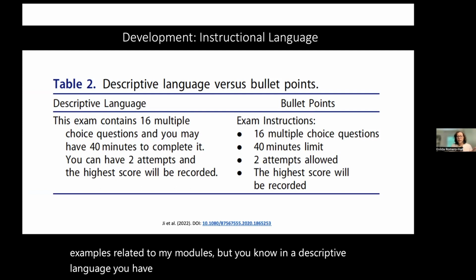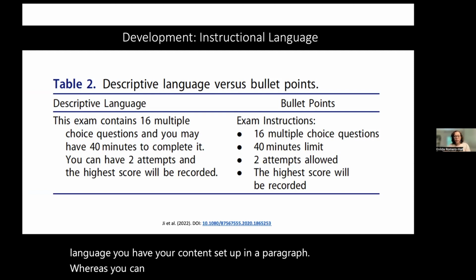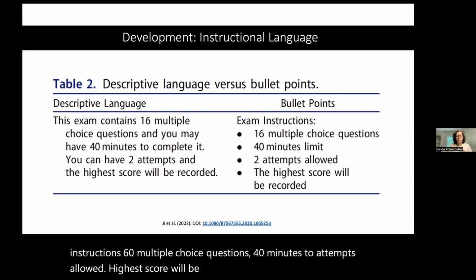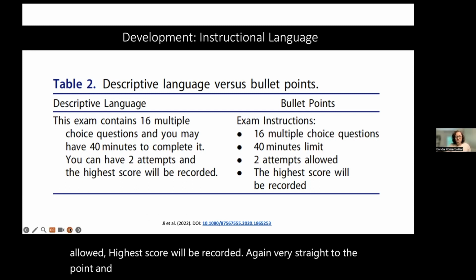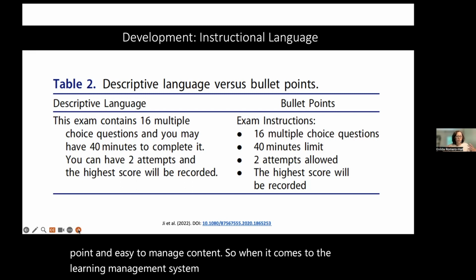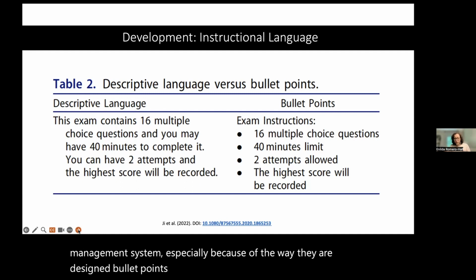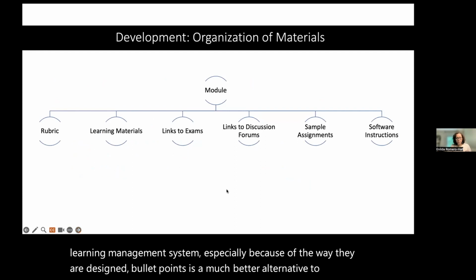your content set up in a paragraph format, whereas you can just put it in a bullet format and say, exam instructions, 60 multiple choice questions, 40 minutes, 2 attempts allowed, highest score will be recorded. Again, very straight to the point and easy to manage content. So when it comes to the learning management system, especially because of the way they are designed, bullet points is a much better alternative to consider.